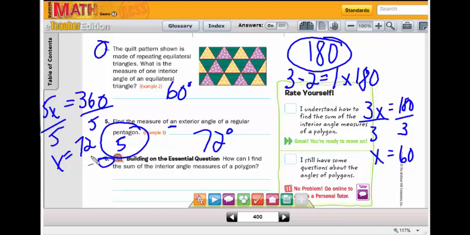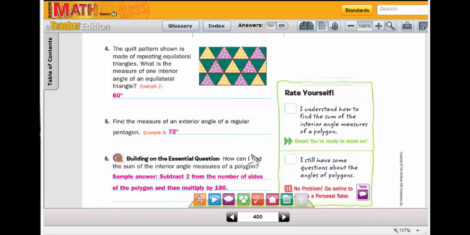And then lastly, number 6, building on the essential question, how can I find the sum of the interior angle measures of a polygon? For the interior measures of a polygon, you need to subtract 2. Remember, we're always going to subtract 2 from the number of sides of the polygon and then multiply it by 180. And that is something you definitely want to have in your notes. You should have in your notes how to find an interior angle. You should have in your notes how to find exterior angles. Please do independent practice.